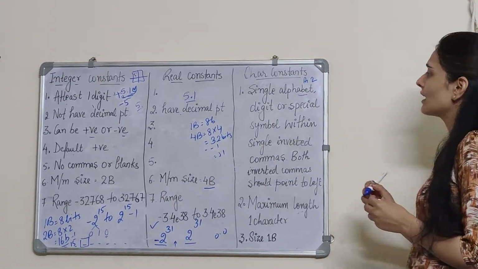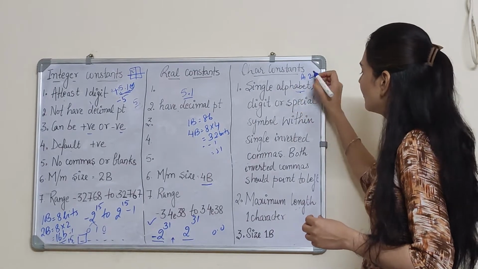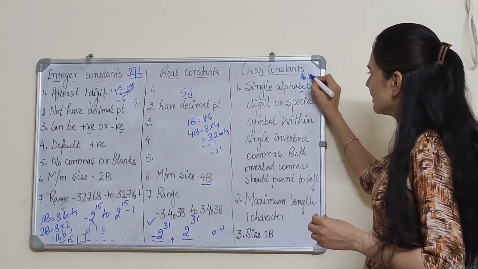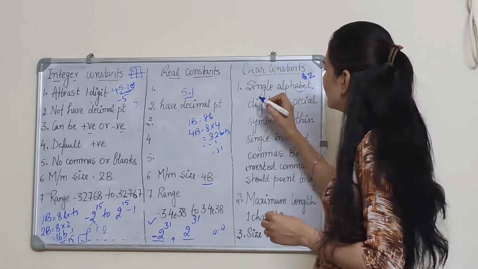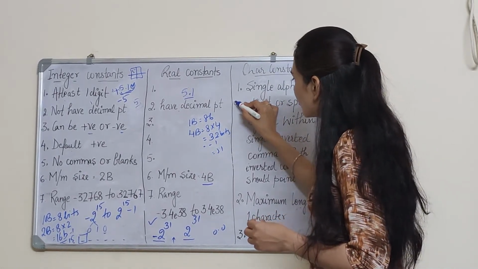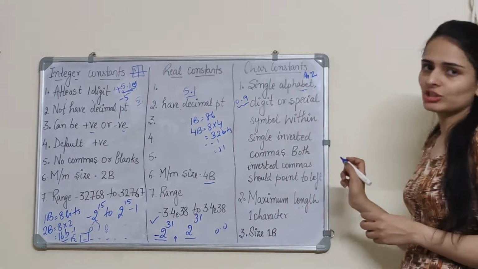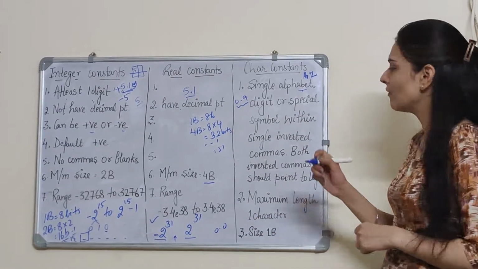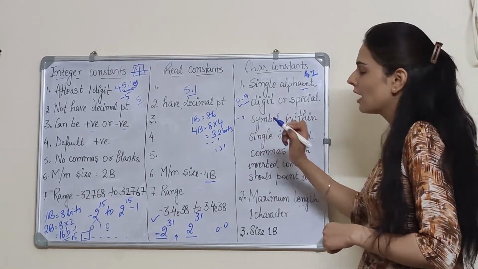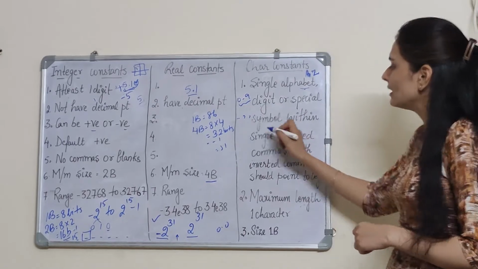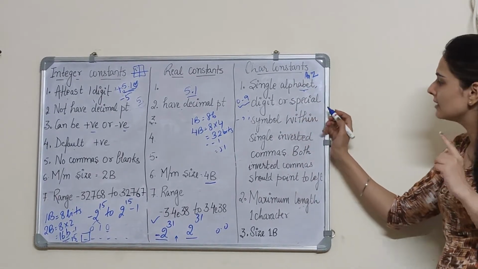Now moving on to character constants. Character constant include a single alphabet. Single alphabet is that goes from A to Z, or a single digit. Single digit meaning that it will go from 0 to 9. Then a single special symbol. Special symbols that we have on our keyboard: underscore, comma, semicolon, all these things. So it can include either of these but only single value.